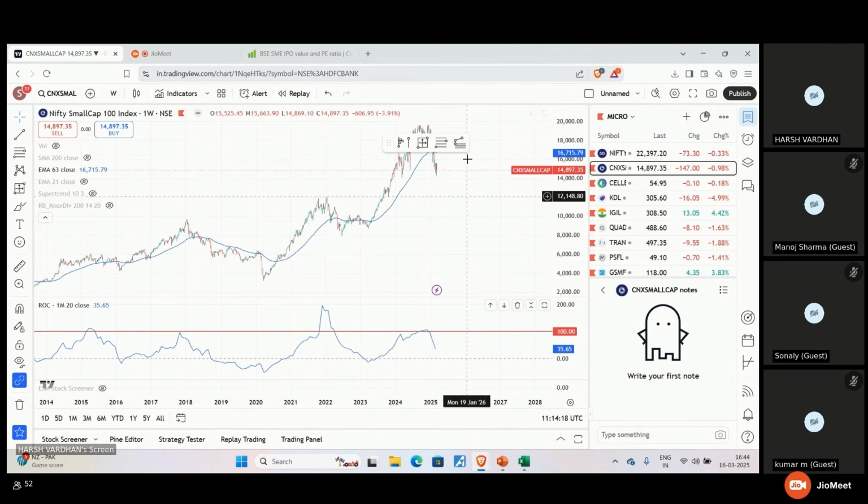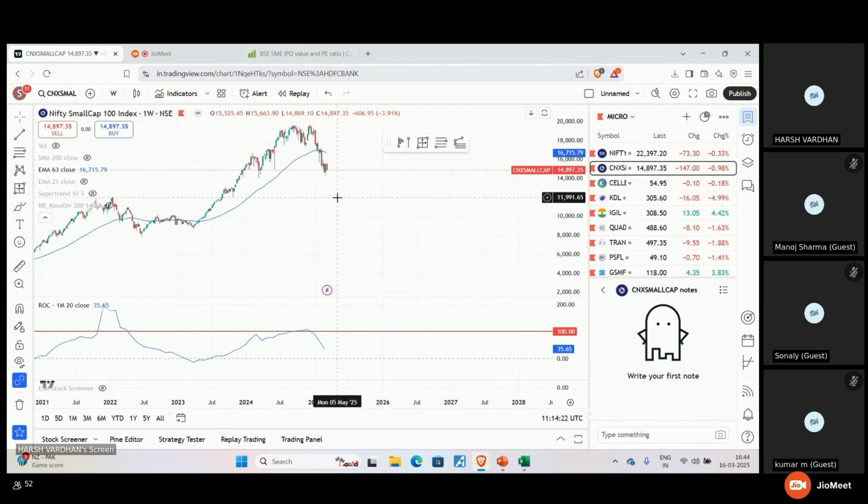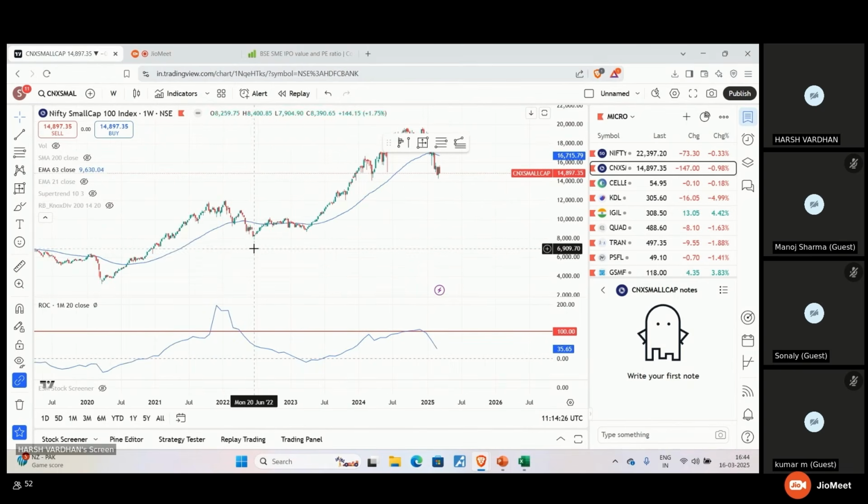But at the current level also, I think the bottom has been formed. Maybe 2-3% here and there, but we are very near the bottom in small cap index. There is time correction left. Maybe 6 months, 8 months, 1 year. No one knows. But whenever zero comes here, you start buying.